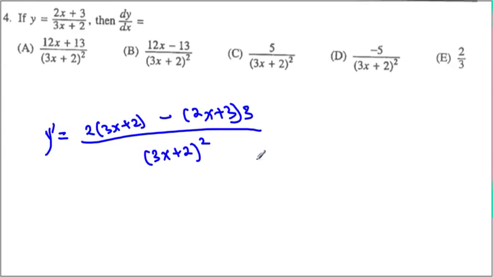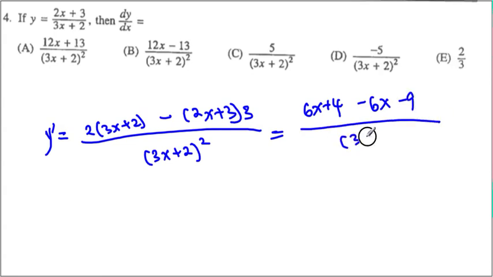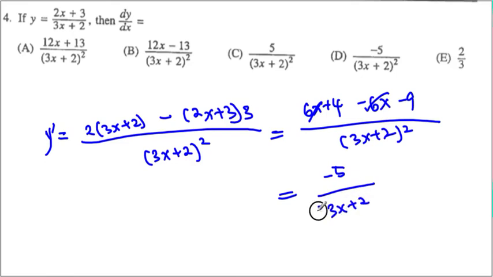Then what do we end up getting? Here we have 6x plus 4, and then minus 6x minus 9, over 3x plus 2 squared. Then the 6x's cancel out. We are left with negative 5 over 3x plus 2 squared. That becomes our answer, choice D.